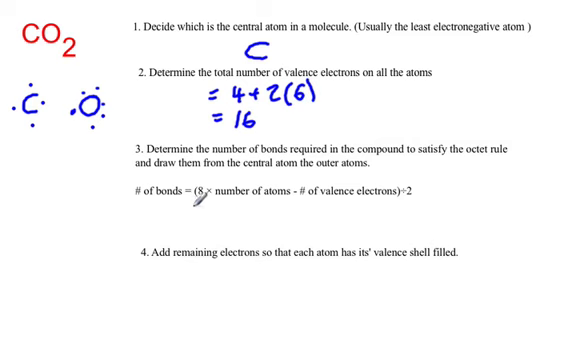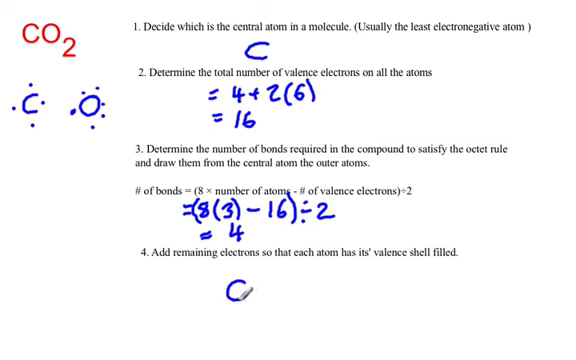Now, for number of bonds, we have a total of 3 atoms. So this is going to be 8 times 3 minus the number of valence electrons. And the number of valence electrons we have here is 16, divided by 2. So 24 minus 16 is 8, and 8 divided by 2 is 4. So we're going to have 4 bonds here.